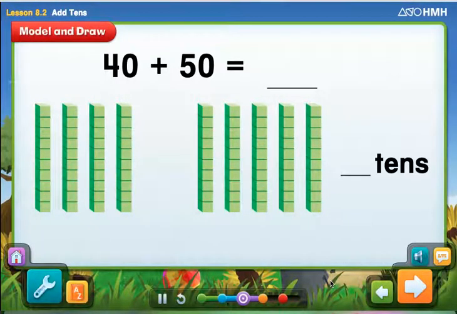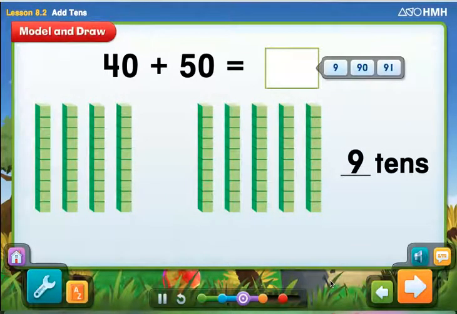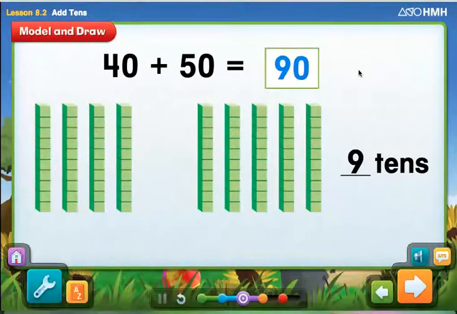Now find the total number of tens. What's four tens plus five tens? There are nine tens in all. So what's the sum of 40 and 50? That's right. 40 plus 50 is equal to 90.